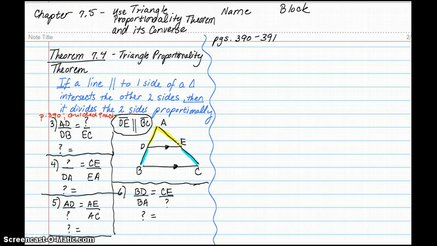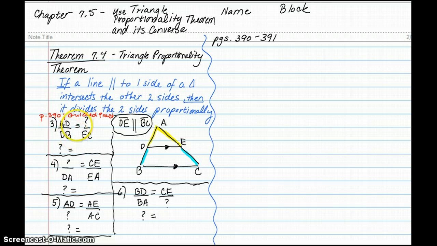According to the theorem, if a line parallel to one side of a triangle, so the line that is parallel to the side BC in the triangle ABC is DE. If that line is parallel and it intersects the other two sides, so here AB and AC, then it divides the sides proportionally. And so now we're going to look at number 3.